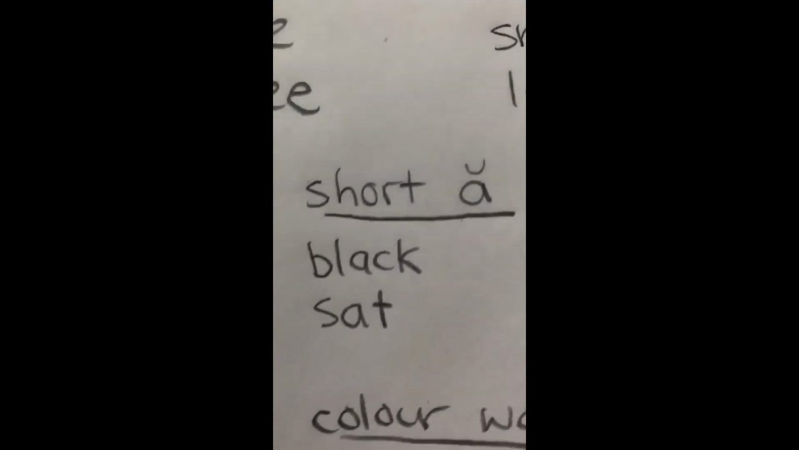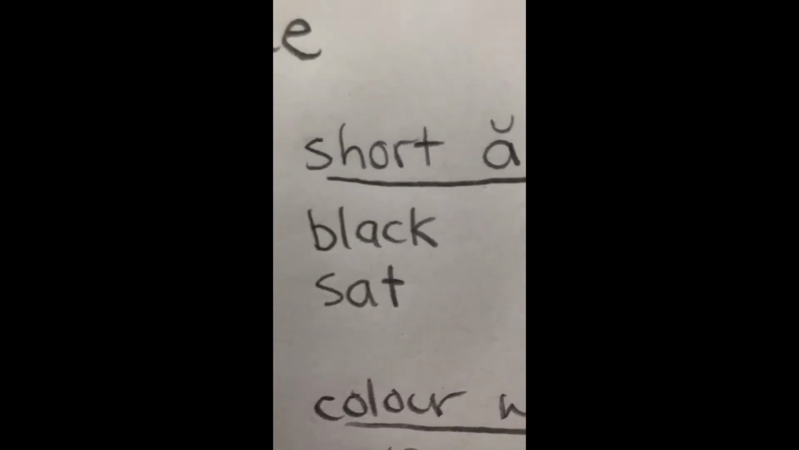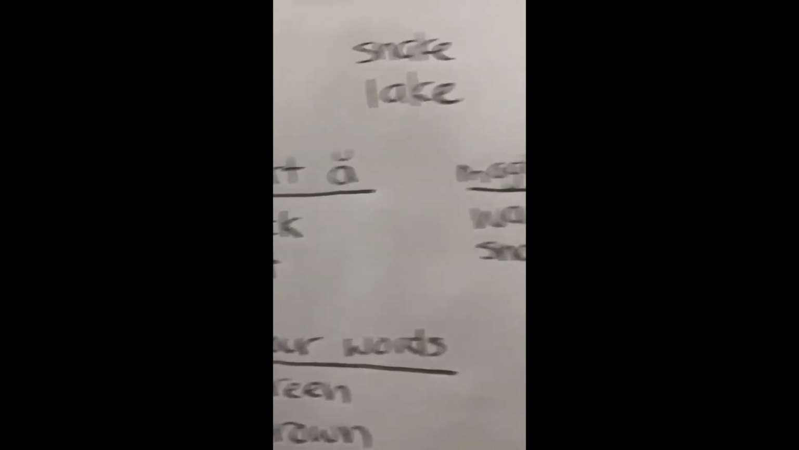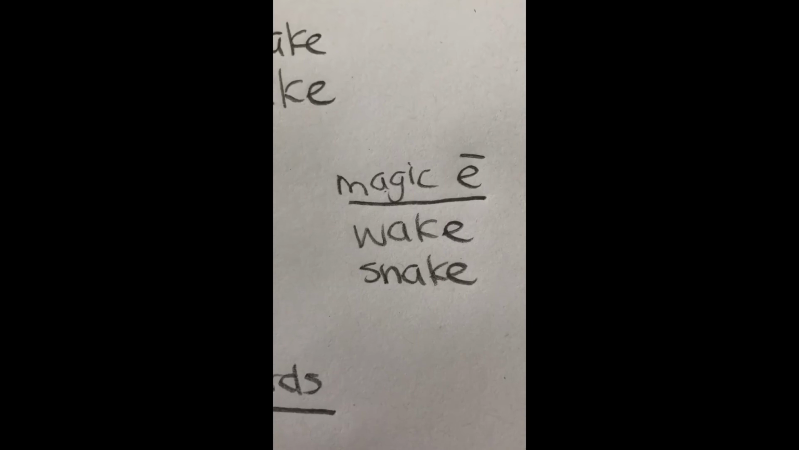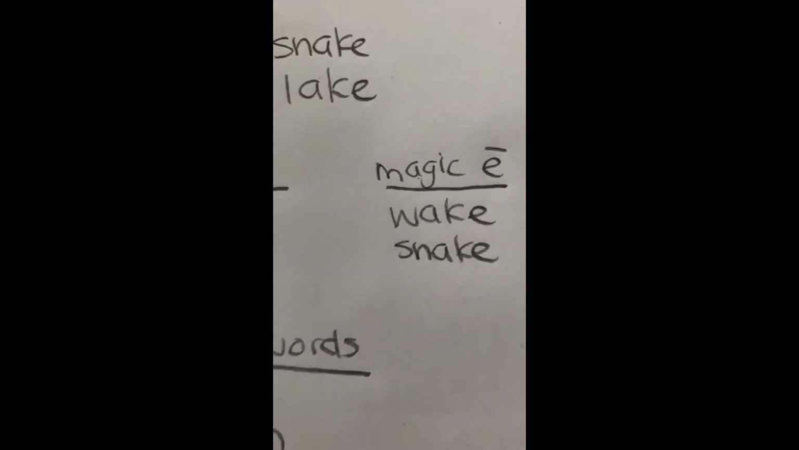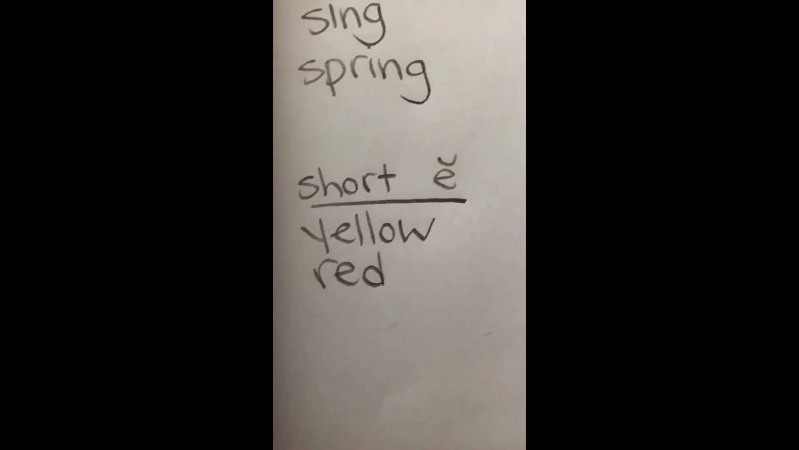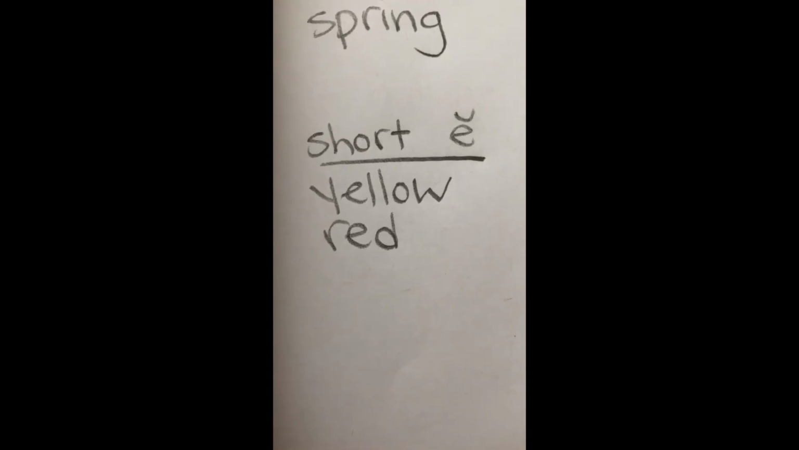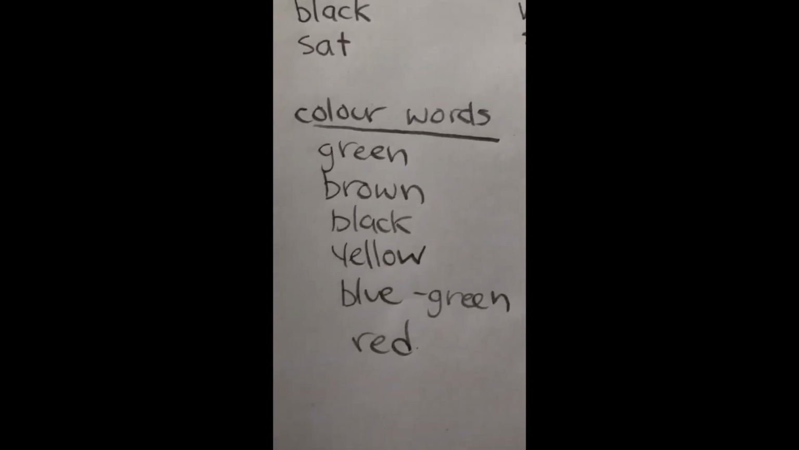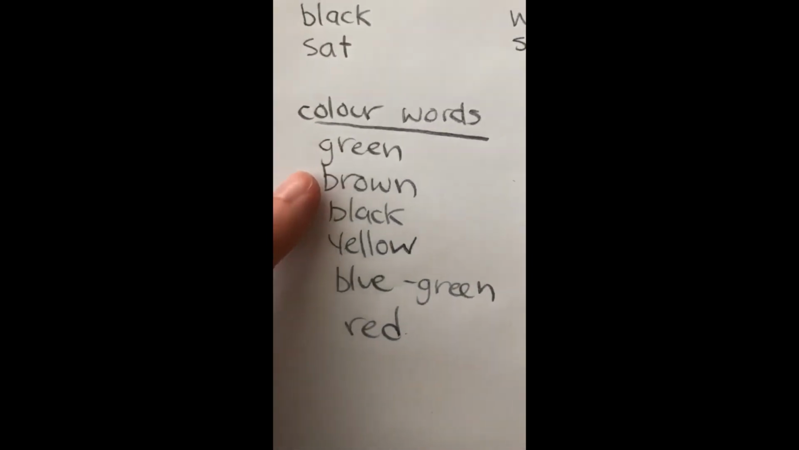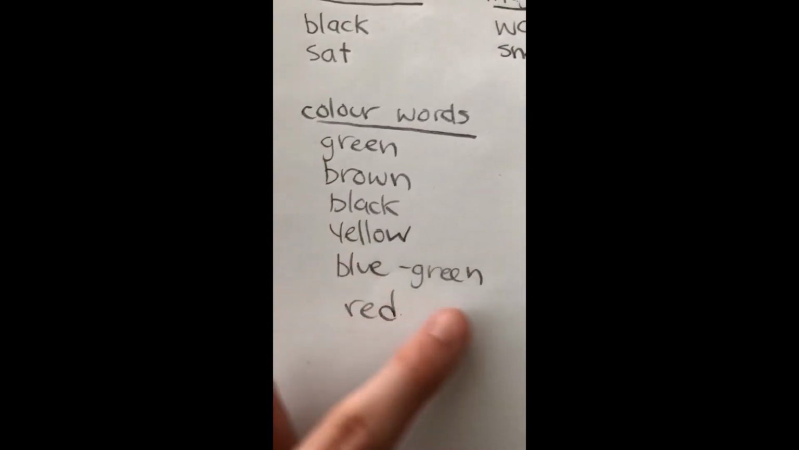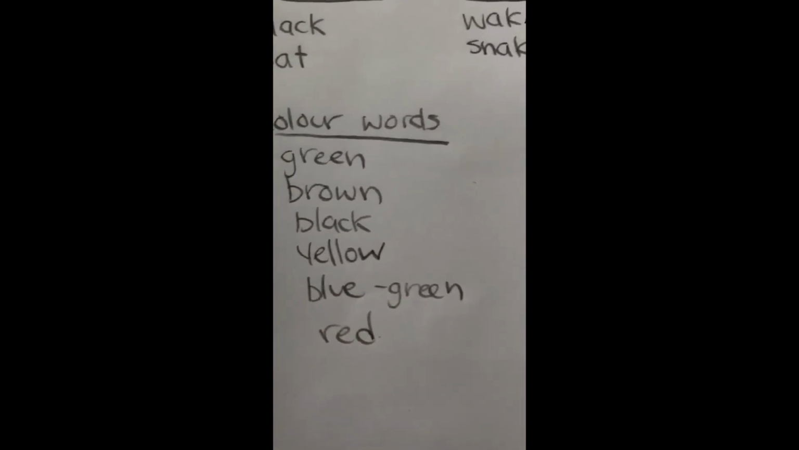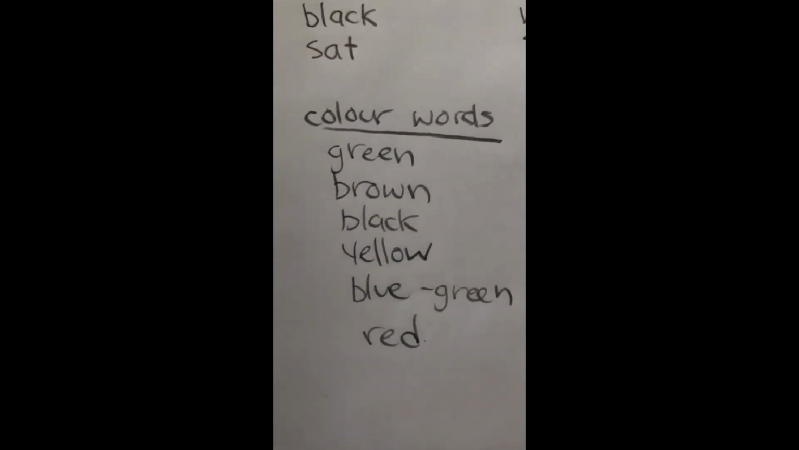And then for short A, so when A says ah, I found black and sat. Now for the magic E, I found wake and snake. Short E, I found yellow, and red. Now the color words, I found green, brown, black, yellow, blue-green, and red. So blue-green is kind of like a turquoise color. And that was the color of the lake in the poem.